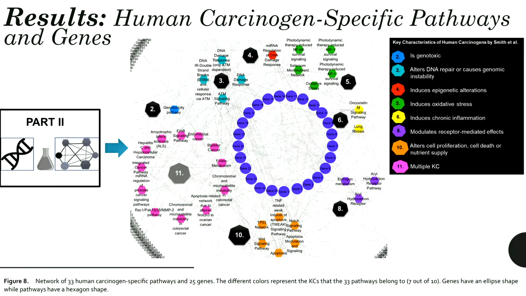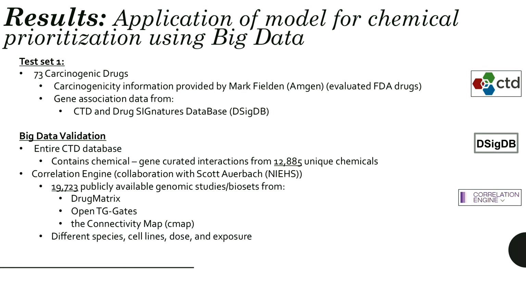And this is a visual of all the pathways we found, and the numbers here indicate the different KCs. You can see that for some KCs we only find one pathway, and for another KC we find a lot of pathways. Here are the KCs explained. Sorry, I have to go through the slides rather quickly.